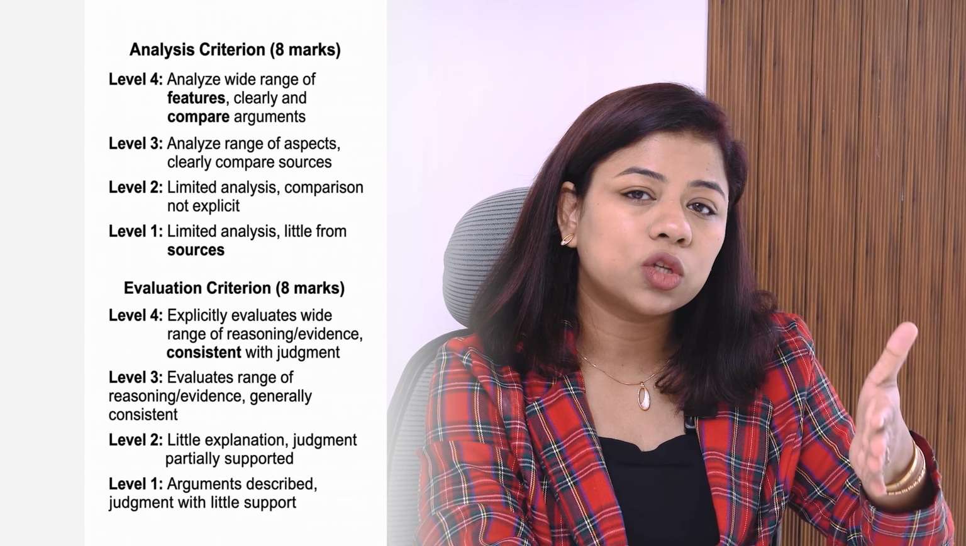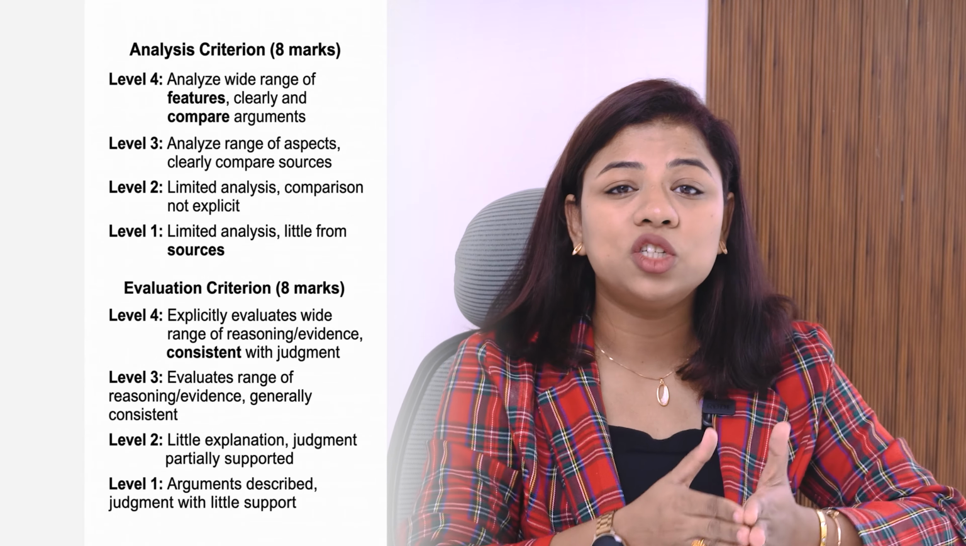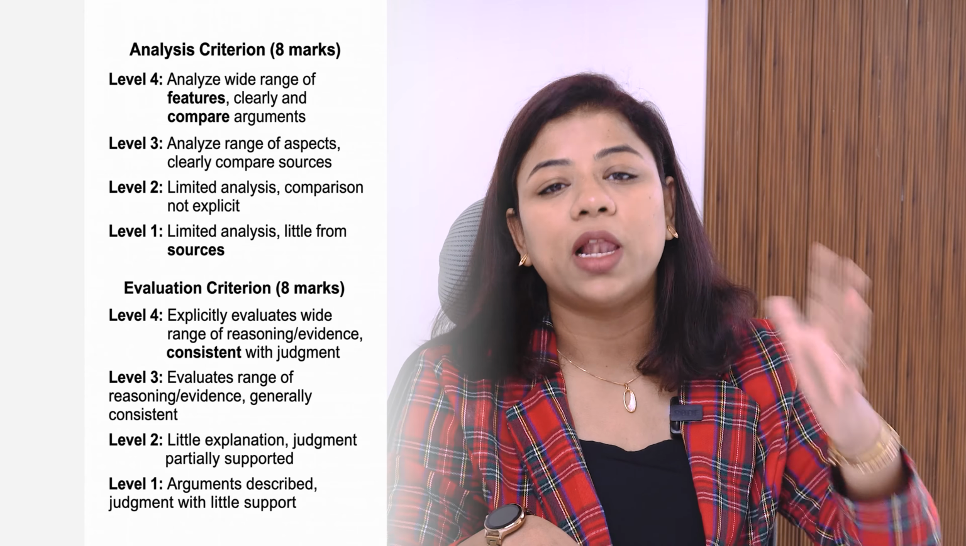So Sophia was scoring level 2 on both evaluation and analysis because she was comparing generically, not explicitly, and describing arguments rather than evaluating them. So I taught Sophia what I call the Cambridge dual criteria formula for level 4 responses, which is one strategy for each criterion. I will be talking about that now.